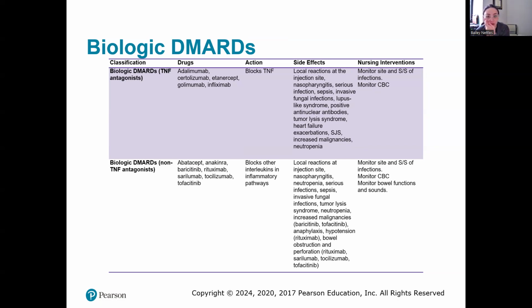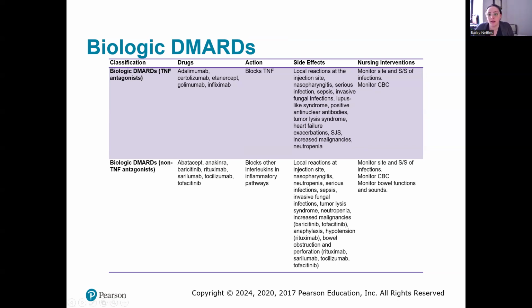The other thing is we want to tell them how to combat this constipation, whether it's increased fiber, increasing your water, having certain kinds of diets or medications, whatever works to make sure that you're regular. We want to monitor the site, monitor for symptoms of infection, and monitor their CBC.